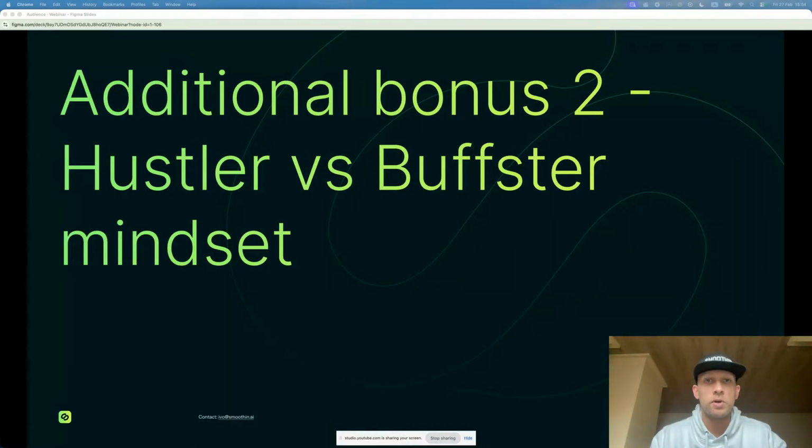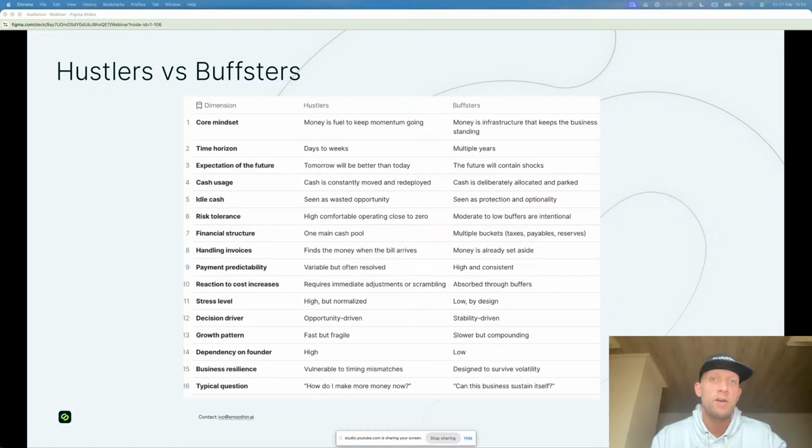Additional bonus number 2 from me is what I like to call the hustler versus buffer mindset. I'm not going to go through all these points, but I'll explain what I think hustlers and buffers are. Hustlers are people you've probably come across: contractors you've done a job for. You say, "I've finished my work, here's my invoice," and they say, "Okay, great. I don't have the money, but don't worry, I'll find it. I'll figure it out."